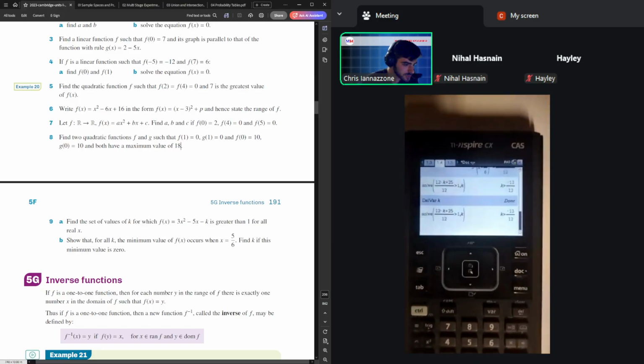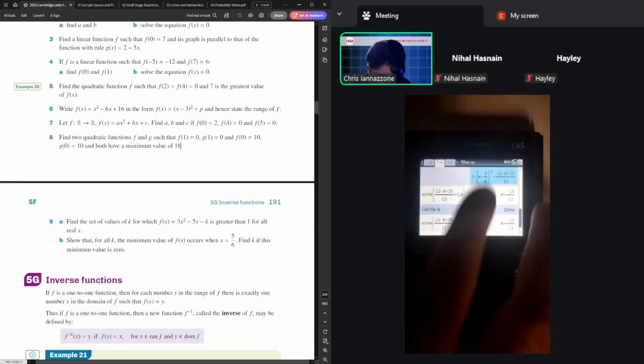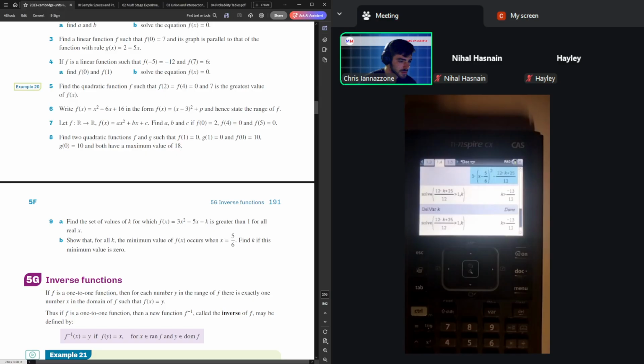Next up, show that for all k, the minimum value of f occurs when x equals 5/6. We've kind of already cheated that out from the turning point form yet again. So we knew our turning point was a minima, and the x location of that is given by the minus 5/6 here from our completed square. So that's going to shift it right by 5/6, which is why our minima is now going to occur at 5/6. All good?